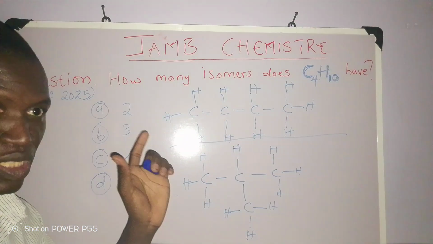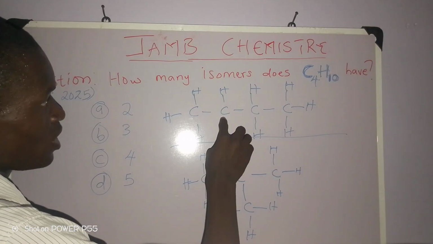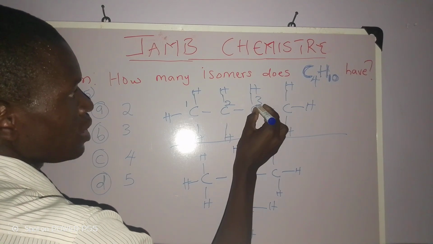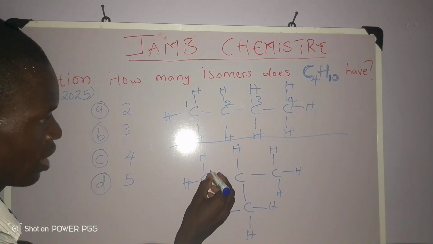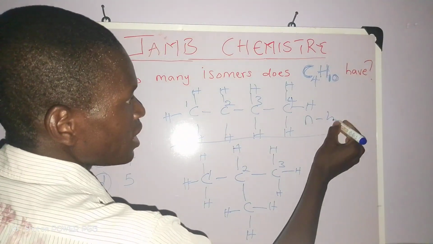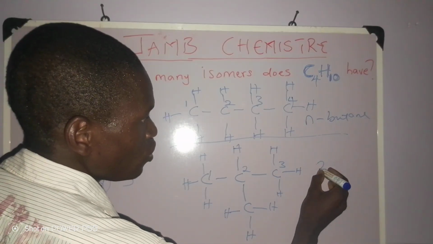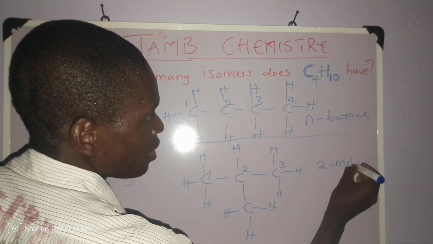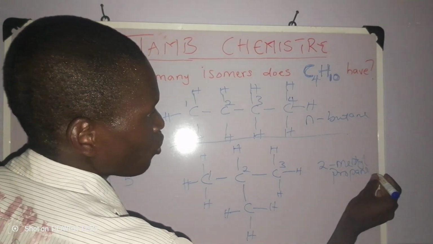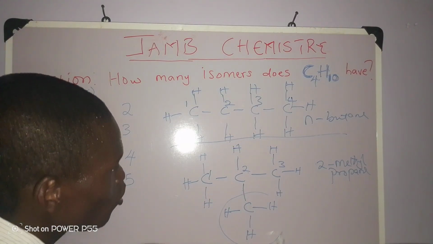Here we have 4 carbons straight. Here we have 3 carbons, and then we cut this part and put it here on the second carbon. So if I number them, this is carbon number 1, 2, 3, 4. But in this case, I have carbon number 1, 2, 3. So this is normal butane, n-butane. But this is 2-methylpropane. This is 2-methylpropane because it's at carbon number 2 that we have the methyl group attached.